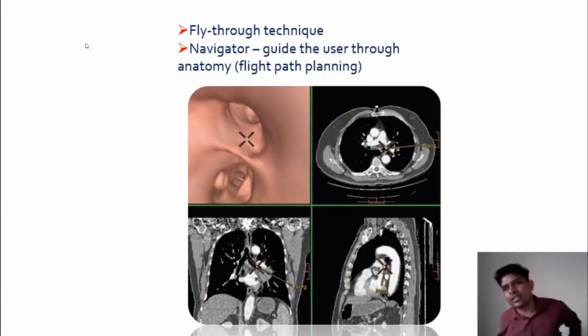In the navigation technique you can guide through the user's anatomy. You can go to a particular area and see exactly where the polyp, lesion or mass lesion is. And the fly through technique is like scenic. So that's how it is.